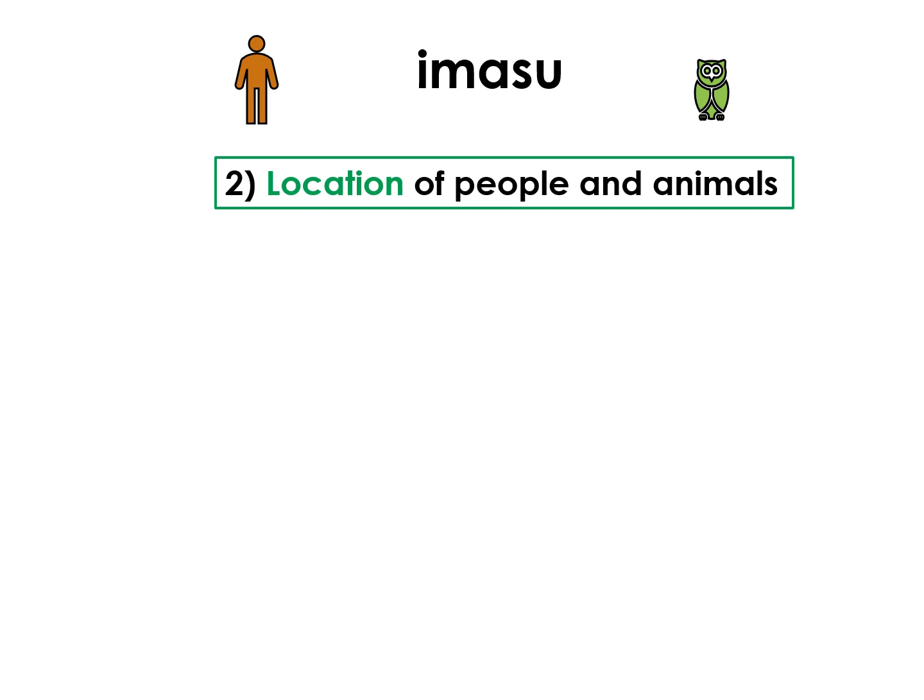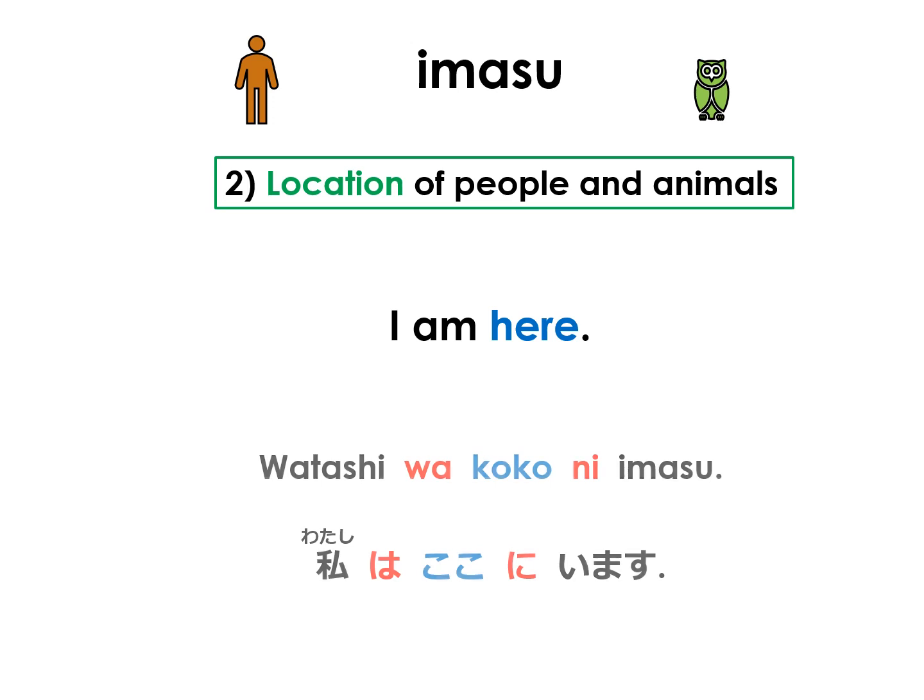Next, we look at how location of people and animals is expressed. We're talking about sentences that typically start off with a person or animal that exists. To say, I am here, in Japanese that would be, Watashi wa koko ni imasu. This time we use a topic particle wa for watashi. Let's talk about me. As for me, I am here.